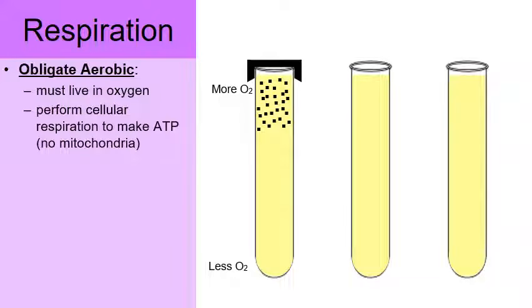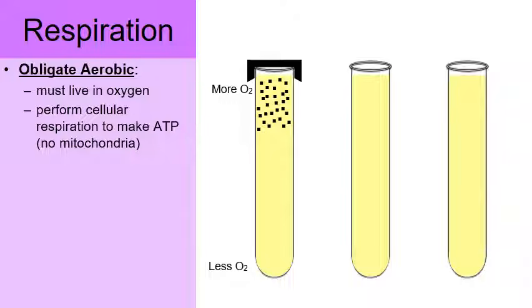Well, how do they use the oxygen? They use the oxygen to make ATP, the energy molecule. They actually perform cellular respiration. Now, when you hear that, you might think, well, wait a minute, how do they do that? In order to do cellular respiration, you need mitochondria. Bacteria don't have mitochondria, and that's correct.